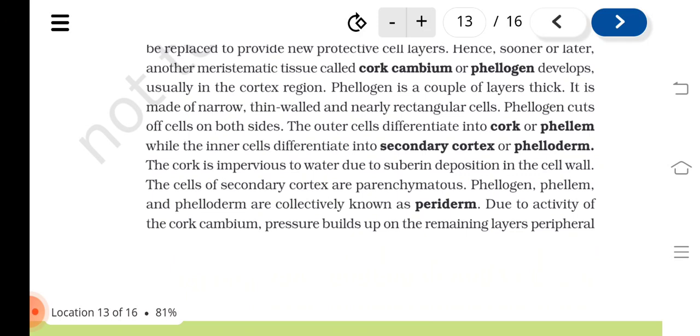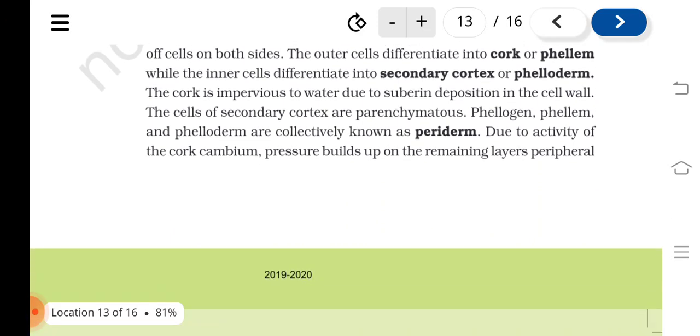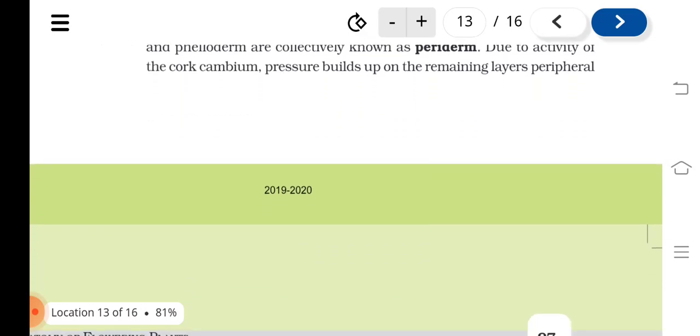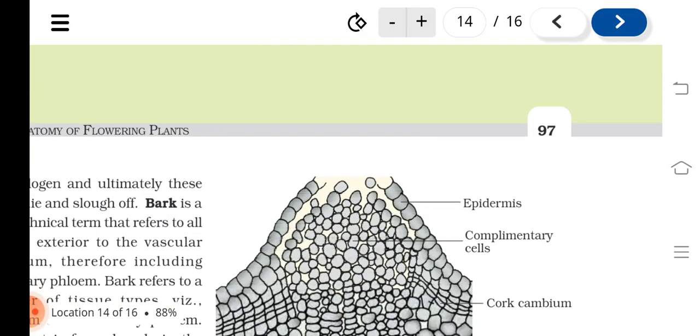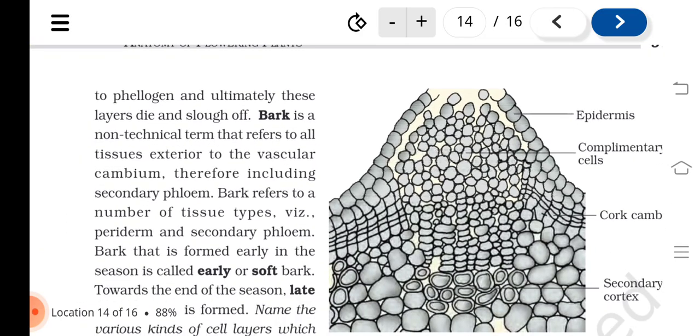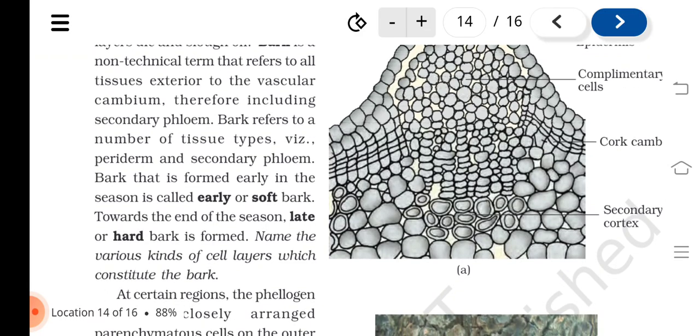The cork is impervious to water due to suberin deposition in the cell wall. The cells of secondary cortex are parenchymatous. Phellogen, phellem, and phelloderm are collectively known as periderm. Due to activity of the cork cambium, pressure builds upon the remaining layers peripheral to phellogen, and ultimately these layers die and slough off. Bark is a non-technical term that refers to all tissues exterior to the vascular cambium, therefore including secondary phloem. Bark refers to a number of tissue types, including periderm and secondary phloem.